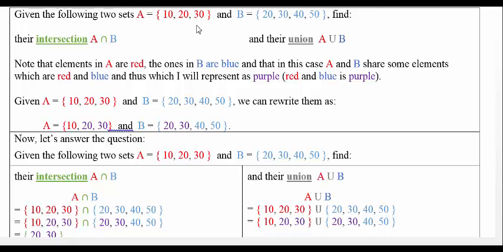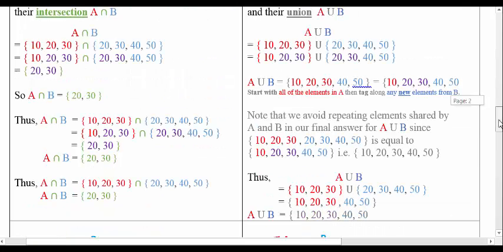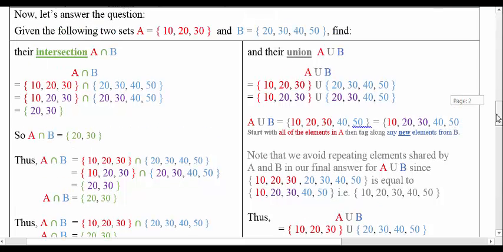And those elements are not only red but also blue. So what I did when I wrote those two sets with their colors, I wrote them again using purple for 20 and 30, since those elements happen to be not only red but also blue. So now the question is, given set A and set B, we want to find A union B. So let's go ahead and do that on the right hand side over here.